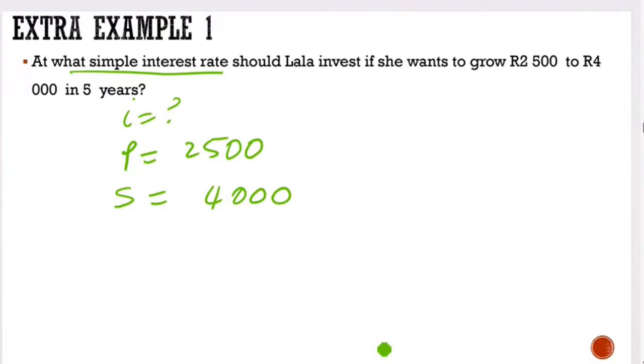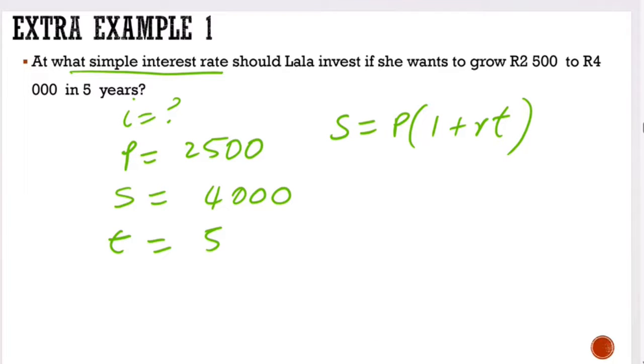And then your T here is equal to 5. This one is also straightforward. It does not have any periods that are less than 1 year, so it is easy. You just get your formula, which is P(1 + rt). So all of your components are here. Your i is the same as your r, guys. So you can substitute accordingly, and then you get your calculation.